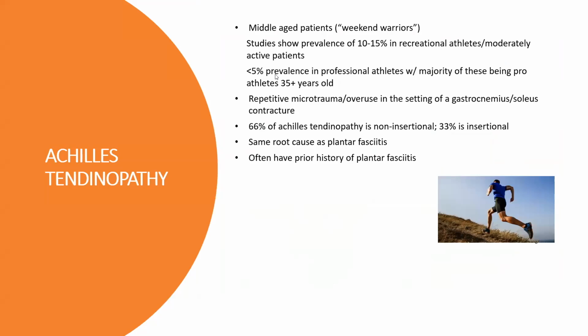So Achilles tendinopathy is one of the most common things that comes in. This typically occurs in middle-aged patients or our classic weekend warriors. Studies show a prevalence of about 10 to 15% in recreational athletes and moderately active athletes. This is in comparison to our professional athletes, who have a prevalence of Achilles tendonitis or tendinopathy of less than 5%. And really the majority of those athletes are 35 and older.